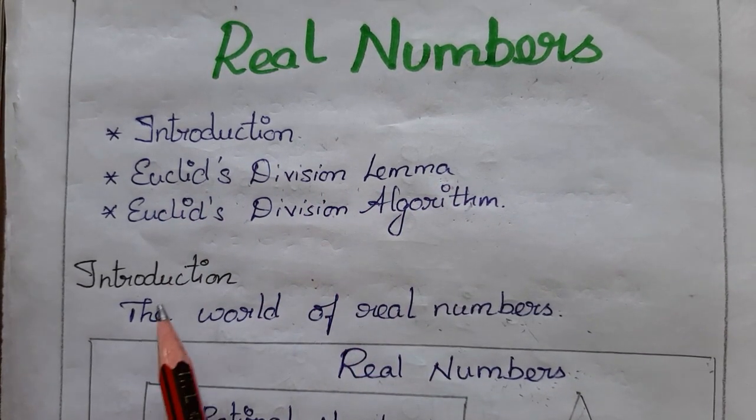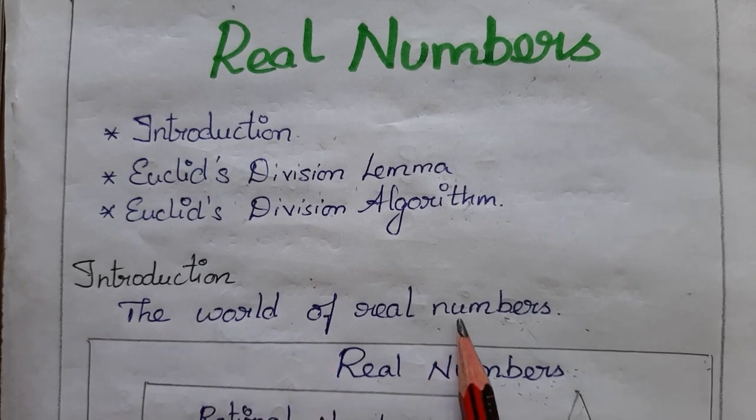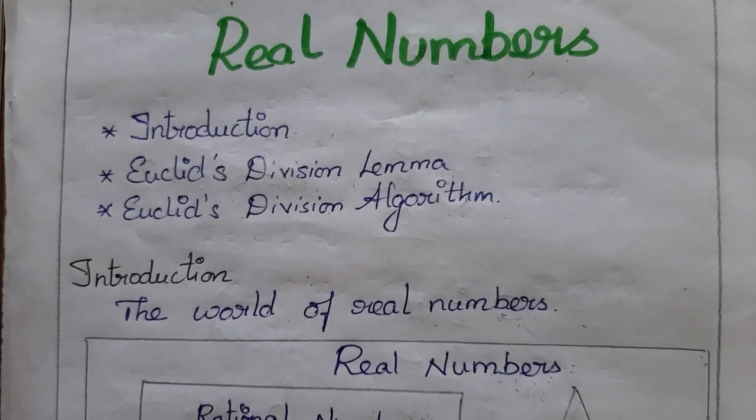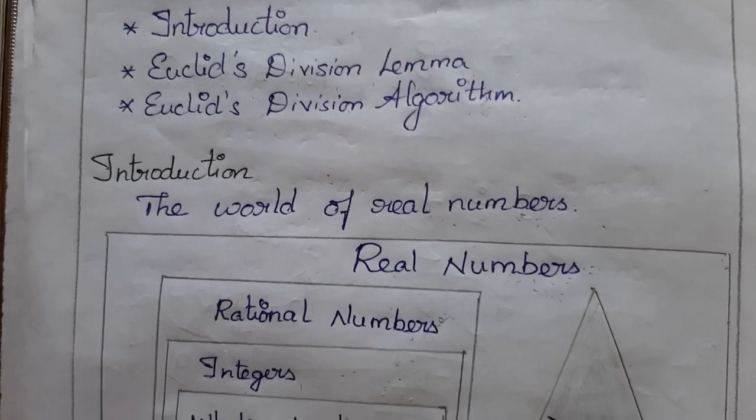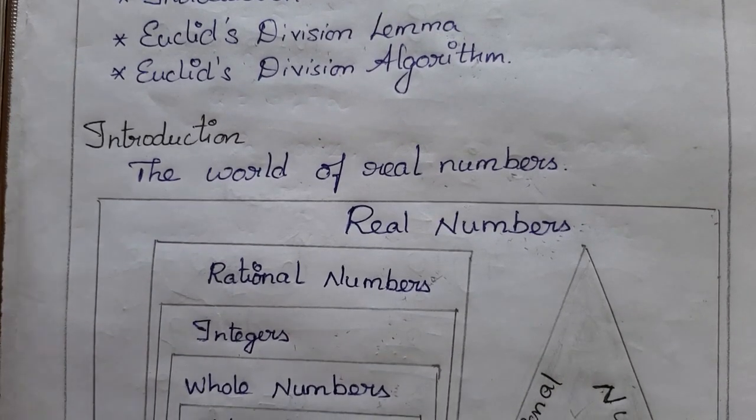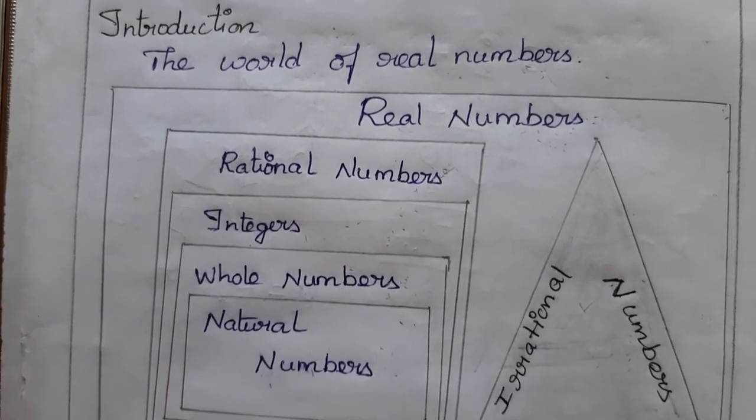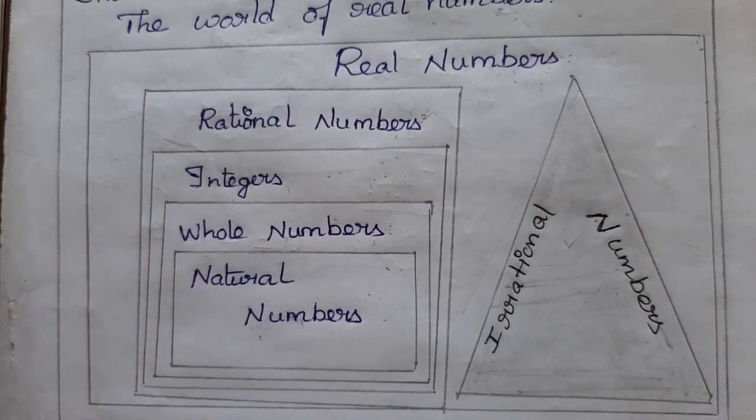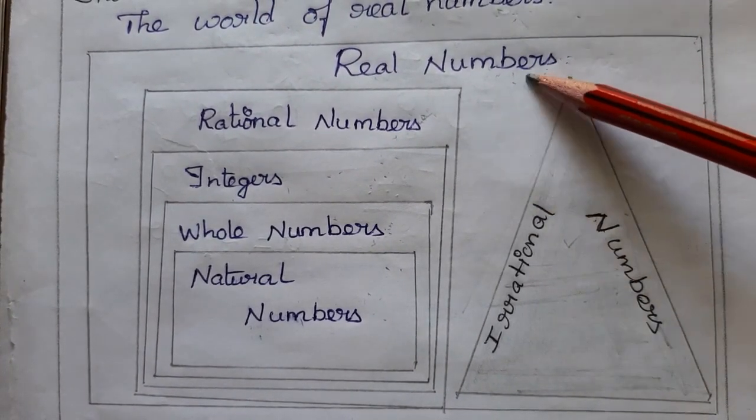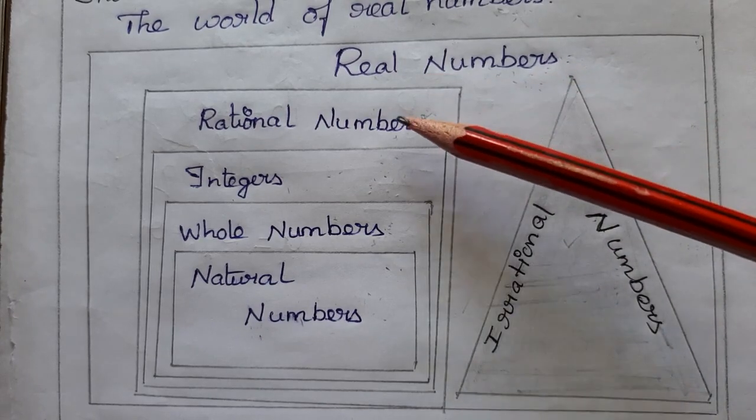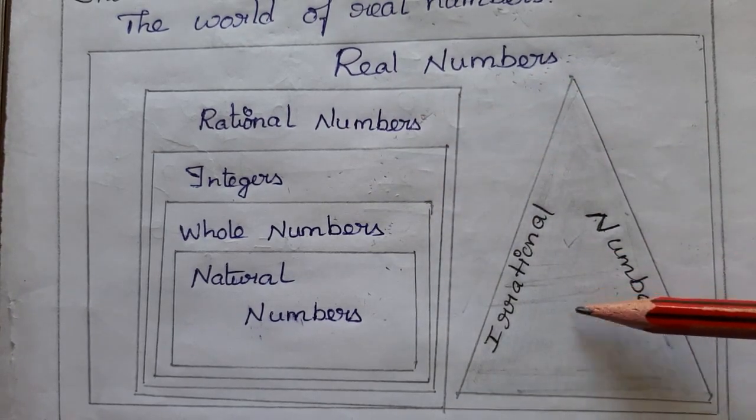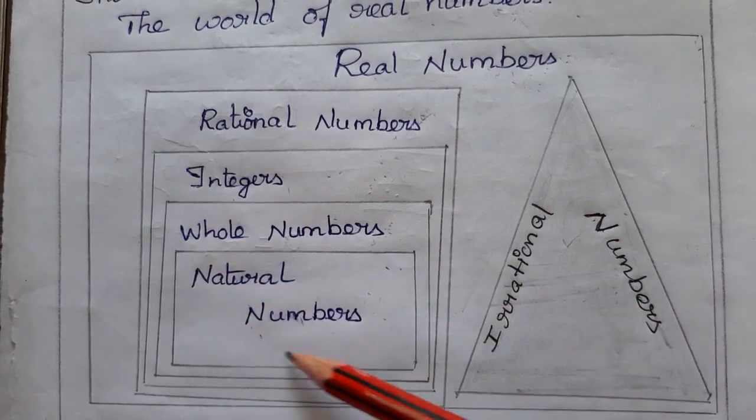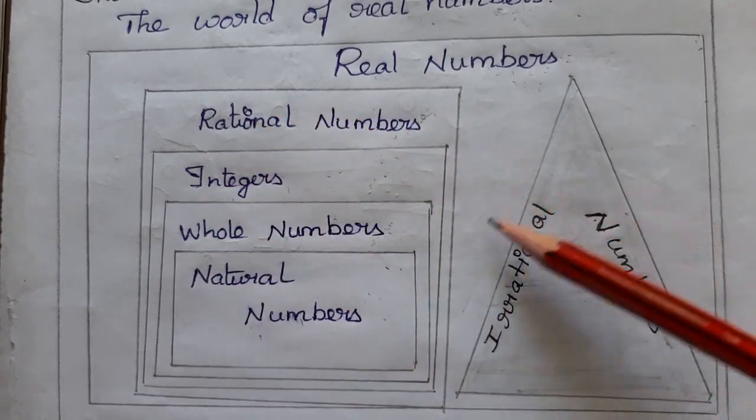Here we go to the introduction: the world of real numbers. The world of real numbers we already explored in class 9, so we can have a brief recall of the real numbers. This figure shows a brief recall. The real number is nothing but a collection of rational numbers and irrational numbers.